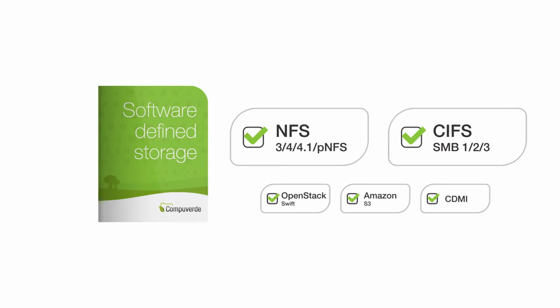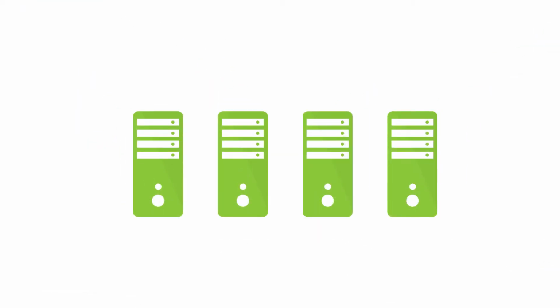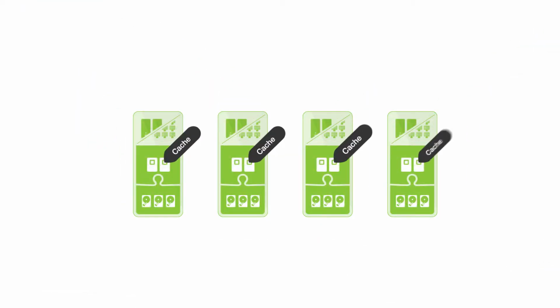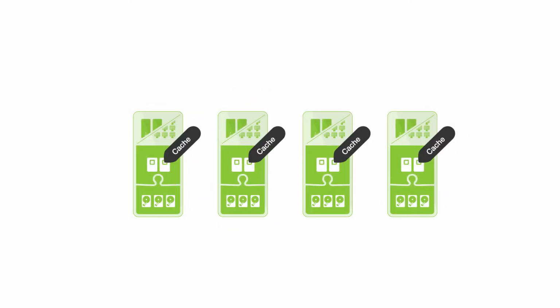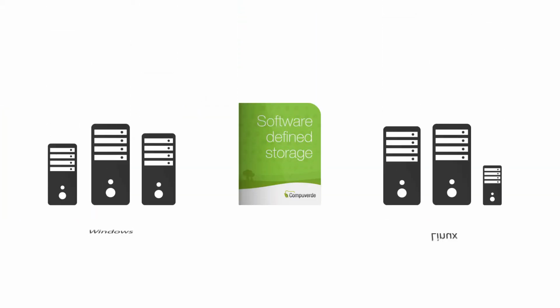SMB. With Compuverde, you can also fully utilize systems with integrated cache, delivering even greater performance with high availability at all times, provided through the synchronization of the cache horizontally between the gateway layer and vertically with the storage layer. Therefore, whichever node you access, the data is available. And it's your own choice whether to run Compuverde in a Windows or Linux environment. We offer full support for both operating systems.